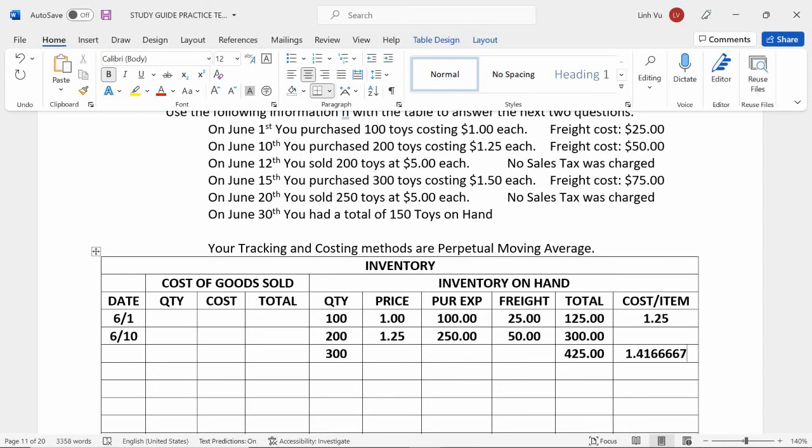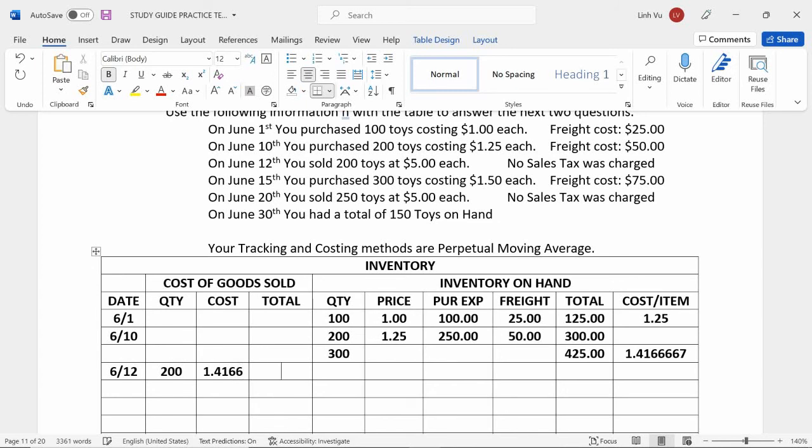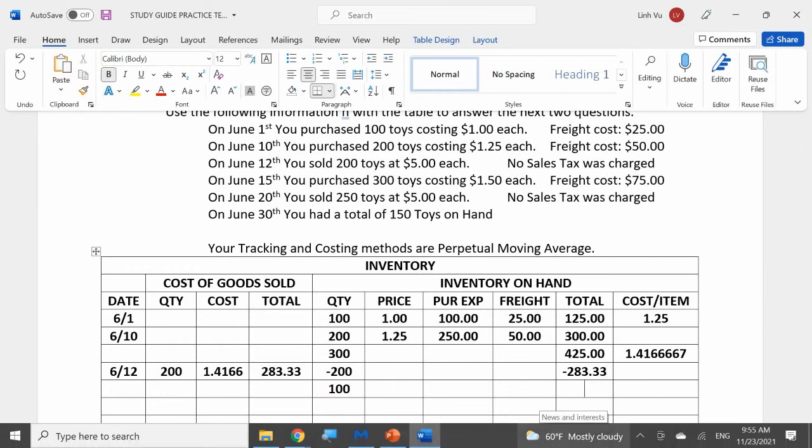Okay. So then June 12th rolls around and I end up selling 200 units at $1.41667. So in this case, what's my total cost of goods sold here? $283.33. Okay, so that's what I'm going to subtract out, right? I'm going to subtract my 200 units at $283.33, and that should give me a remaining of 100 here.